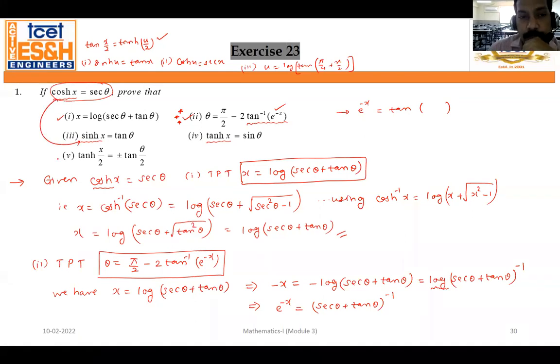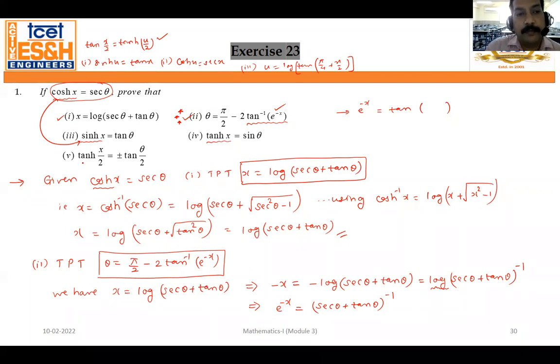क्या कनेक्शन है बताओ? मैंने एरो इंडिकेट किया. क्या कनेक्शन है? There is a connection between cos hyperbolic of x and sin hyperbolic of x through that square identity. What was that square identity of cos hyperbolic x? Cos hyperbolic square x minus sin hyperbolic square x is equal to 1. Very good, very good. So that is the hint.